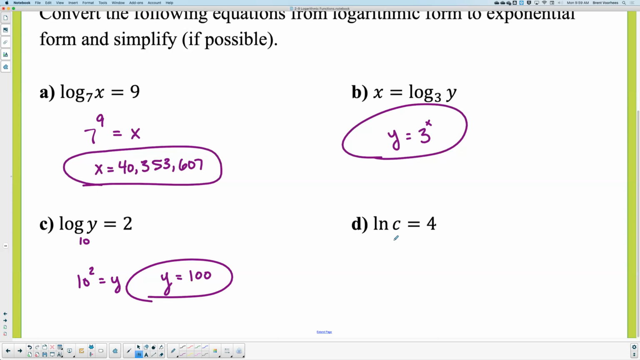And finally, ln c equals 4. There's a hidden base in there. E. E, that's a natural log. So it's saying e to the power of 4 equals c. You might want to type that in the calculator. E is roughly 2.71. So 2.71 times 2.71 times 2.71... 54.6. I'm going to do approximately, because this is not going to be exact, 54.6. And that's rounded correctly? All right.